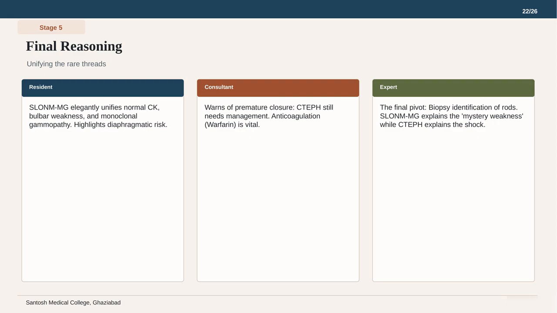As shown in the right column, SLONM-MG explains the mystery weakness, while CTEPH explains the shock. This case demonstrates that sometimes a patient really does have two rare life-threatening conditions occurring at once. Managing such a patient requires a high degree of coordination and a broad clinical perspective. Let us look at the integrated management plan for these two conditions.